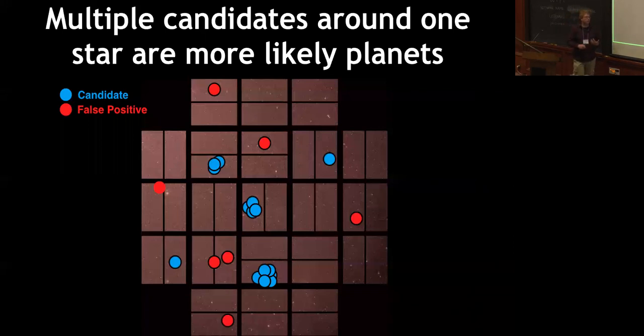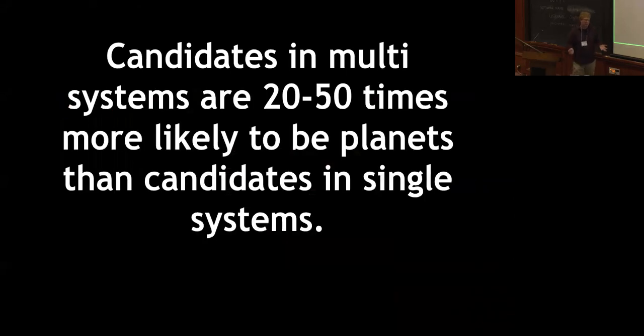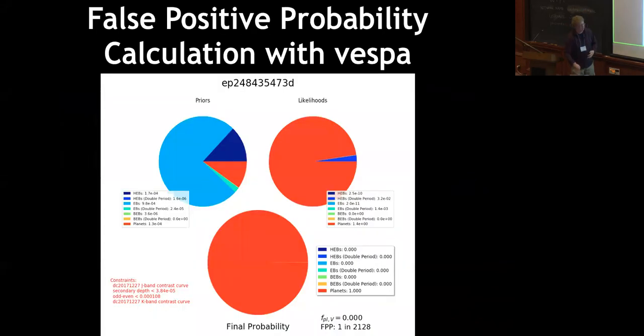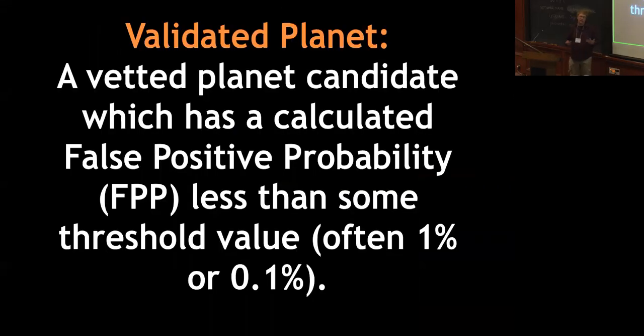And there are so many more of these planets that are clustered together than there are false positives that statistical analyses by people like Jack Lissauer have shown that candidates in multi-systems are 20 to 50 times more likely to be real than candidates in single systems. So we can take the probability that Vespa spits out here, this 1 in 2,000 false positive probability, and divide that by 30 to 50 again, which means that it's easy for us to say with some confidence level that these candidates are all probably planets. And that is what we're talking about when we say validated planets.